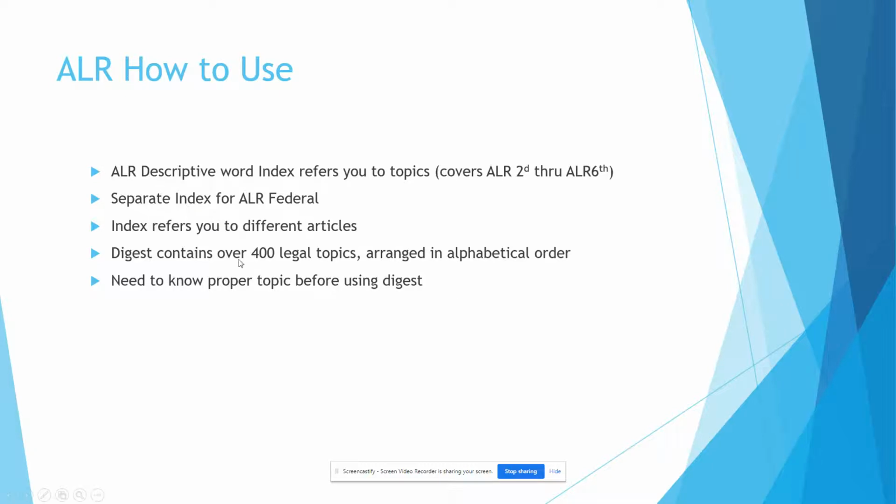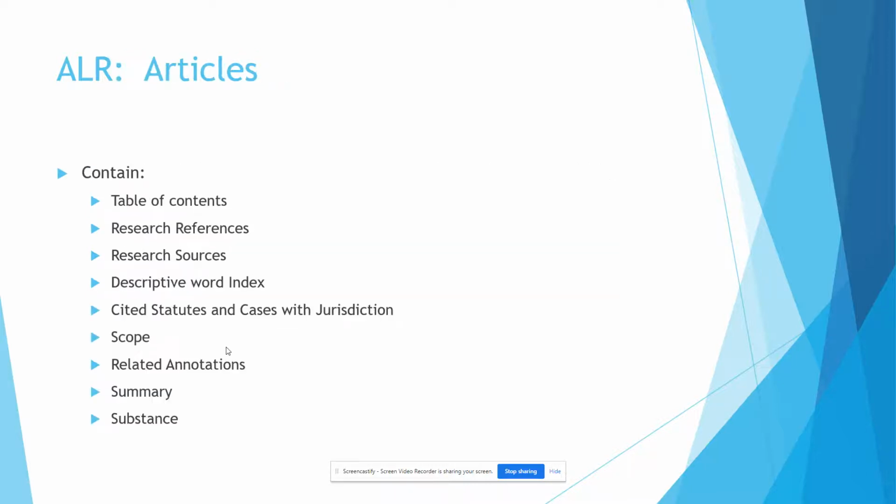It'll refer you to these different articles. There's over 400 legal topics. Make sure you're looking at the topic. And again, don't photocopy it and say it's your research. Okay. These are all the things that you have in an ALR article. You have your contents, research references.